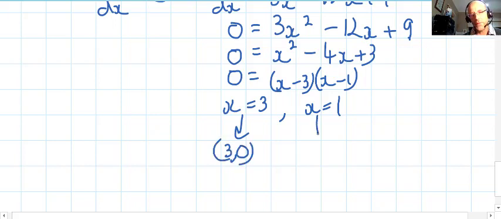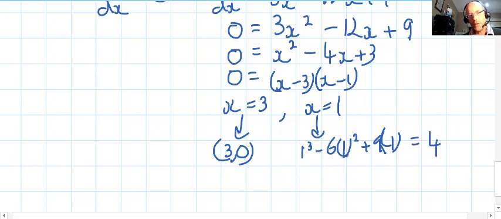This other one here, we have to sub 1 into the original equation, not the derivative, the original equation, and you can do that by inspection. So we would have, it was x cubed, so 1 cubed minus 6 times 1 squared plus 9 by 1, pretty easy there. So we have 1 take 6 is negative 5, negative 5 plus 9 is 4. So at the point (1, 4), we have our other stationary point.